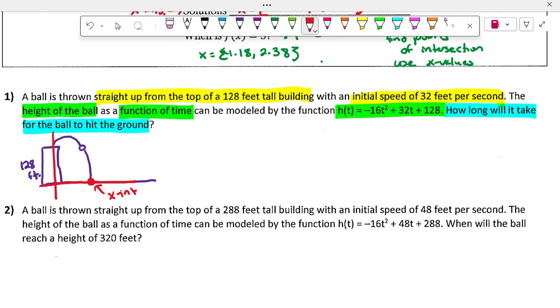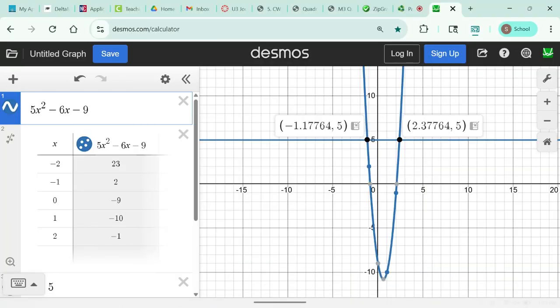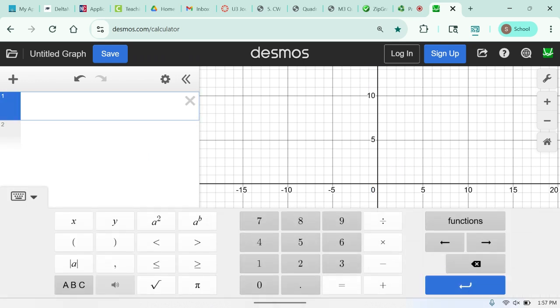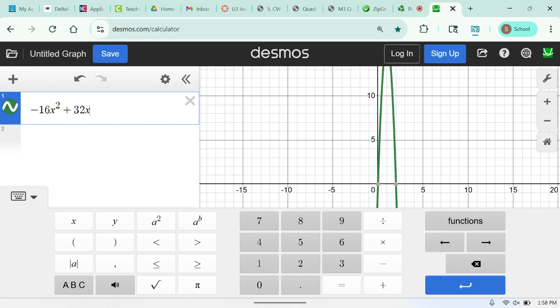Now, specifically, which one do you think it would be? If one's negative and one's positive, would it be the left one or the right one? It would be the right one. All right, so let's put that function into Desmos. I'm going to clear out everything and replace t with x. So I have negative 16x squared plus 32x plus 128.